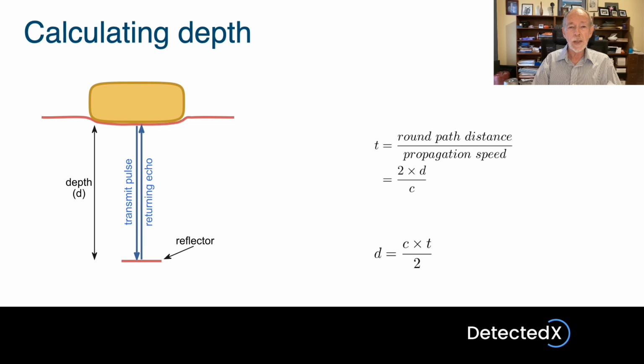Of course, the machine has to know the propagation speed to make this calculation, and there is an international agreement that machines all assume a propagation speed of 1540 meters per second. So this is how the machine calculates the depth that each echo comes from.